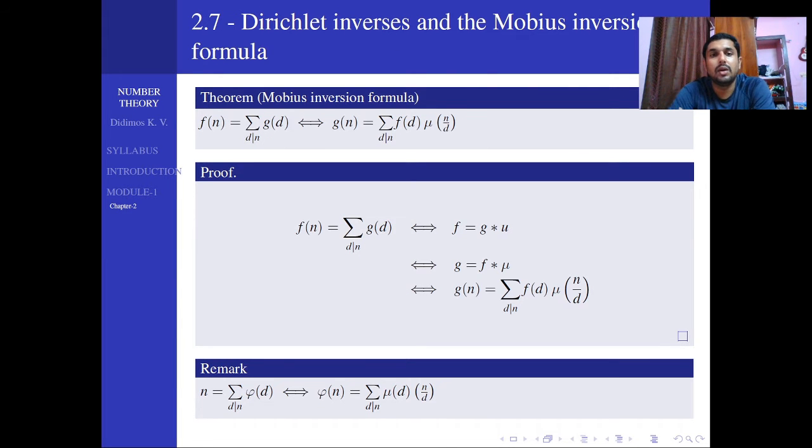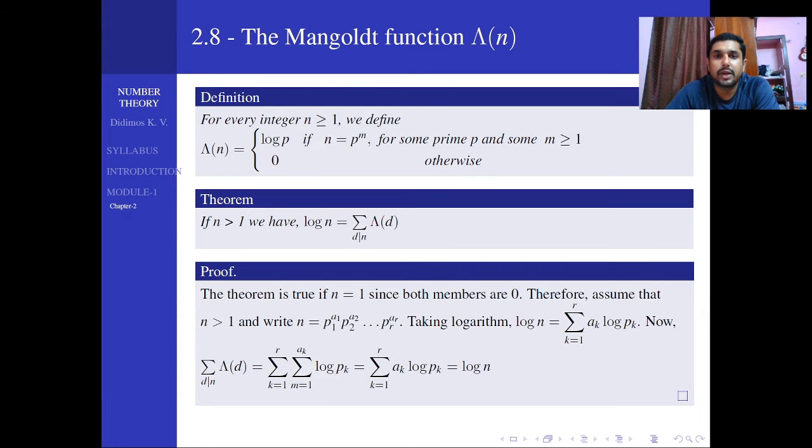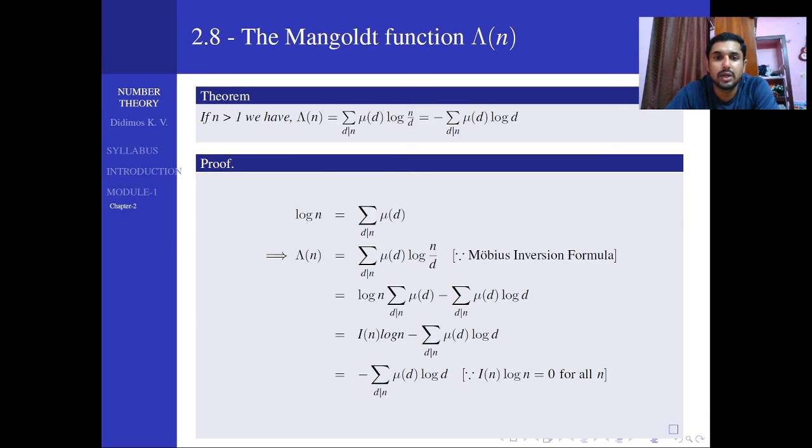Hi all. In the last lecture, we have seen the Dirichlet inverses and Mobius inversion formula and a new arithmetical function, Mangoldt function. After that, we have seen the divisor sum formula for this Mangoldt function.